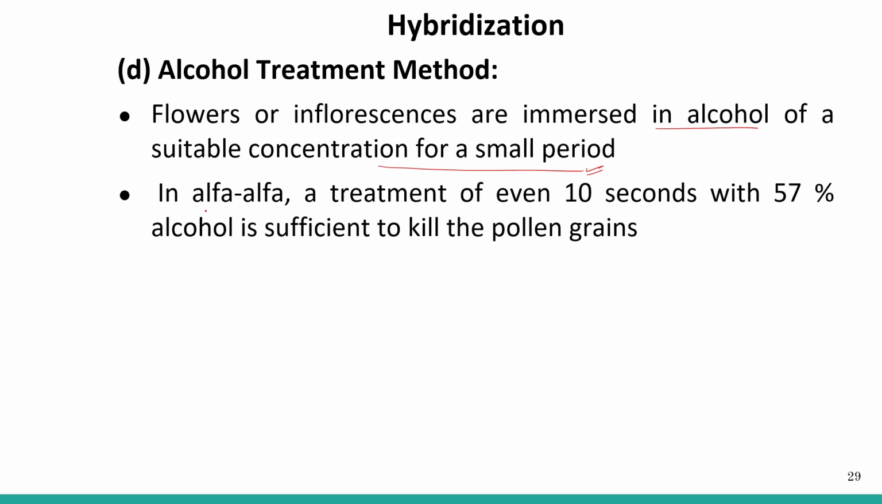Like in alfalfa, a treatment is done just for 10 seconds and 57% alcohol is sufficient to kill the pollen grains. So at that particular concentration, gynecium does not get killed, but the pollen grains are killed in the case of alfalfa. So this method can be adapted for alfalfa.